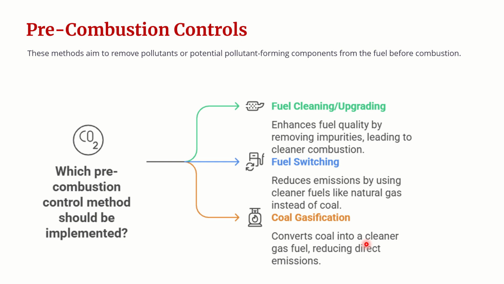Coal reacts with a controlled amount of oxygen and steam at high temperature to produce synthesis gas, primarily carbon monoxide and hydrogen. So impurities like sulfur and particulates are removed from the synthesis gas before it is combusted rather than from the flue gas, making it a pre-combustion control. So this is integral to integrated gasification combined cycle power plants.